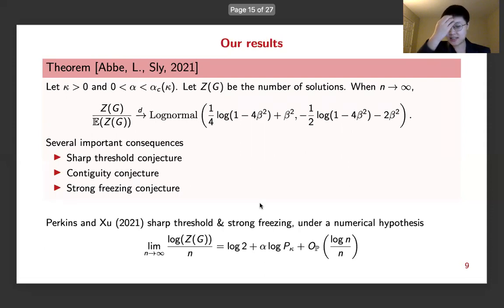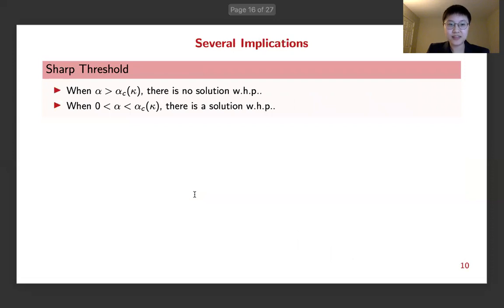I want to mention a recent work of Perkins and Xu, where they adopt a different approach from ours, but they're also able to show the sharp threshold and strong freezing under a numerical hypothesis. And they're able to describe the number of solutions up to this level. Compared to theirs, our description is more detailed and completely characterizes the distribution of the number of solutions. Okay, so now I will go into details of those three results on sharp threshold, contiguity, and strong freezing.